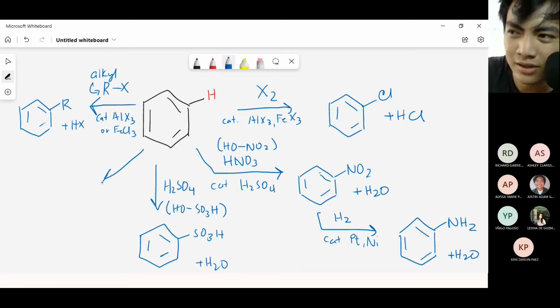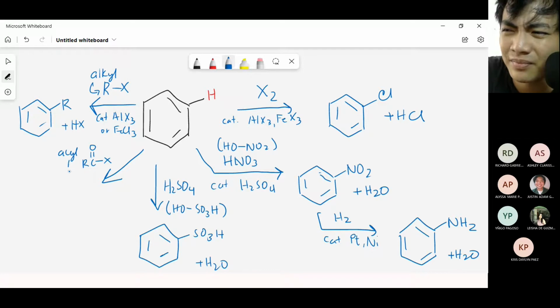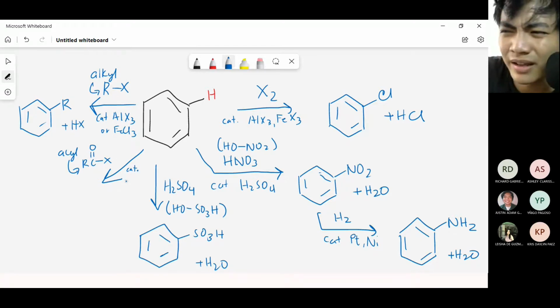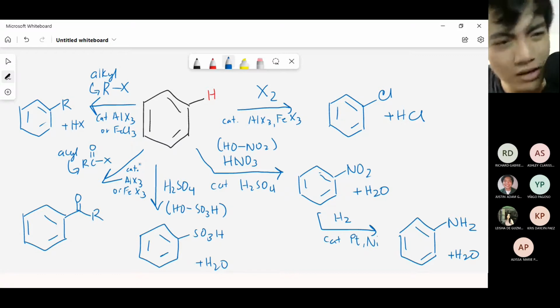And lastly, the acylation. Okay, acylation, you have your acyl, RC double bond OX. Yan yung acyl. Yan yung kakabit. Okay. And then of course, you have to have your catalyst again. Ang catalyst mo ay AlX3 or FeX3 pa rin. Okay, so yan. Yung R, palitan nyo na lang kung ilang carbon chain gusto nyo, kayo bahala.